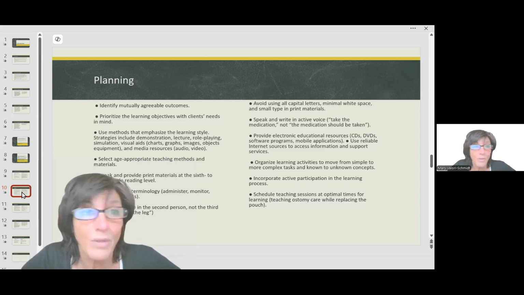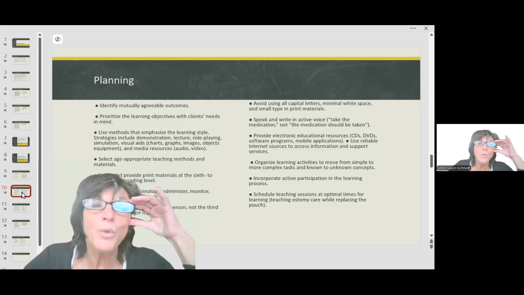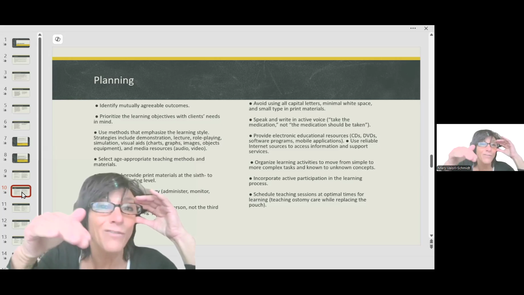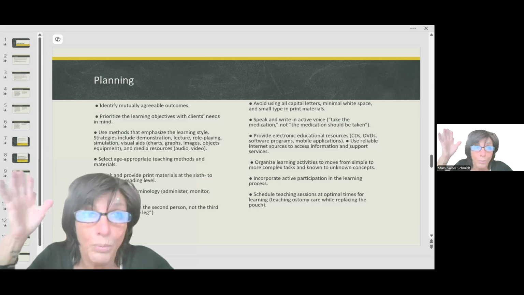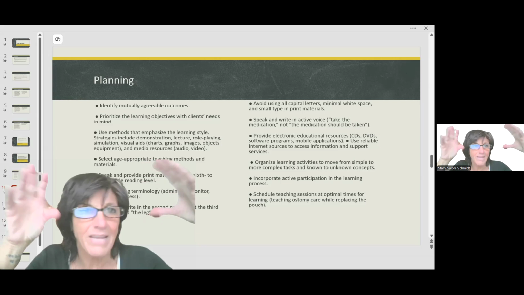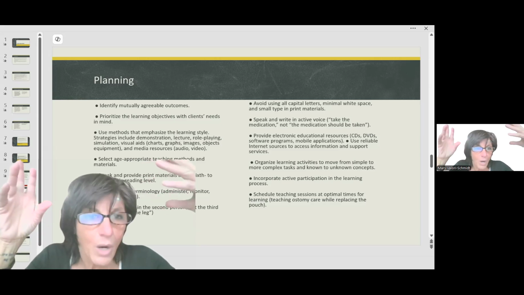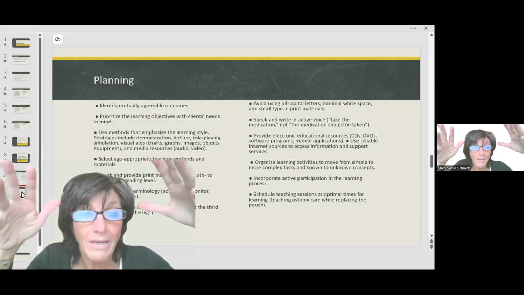And you prioritize what the objectives are with the client's specific needs in mind. And then you want to use methods that emphasize whatever learning style they like. Demonstrations, lectures, role playing, simulation, using visual aids like charts and graphs and images, and audio, video, those kinds of things. Make sure that you're teaching in an age appropriate way.